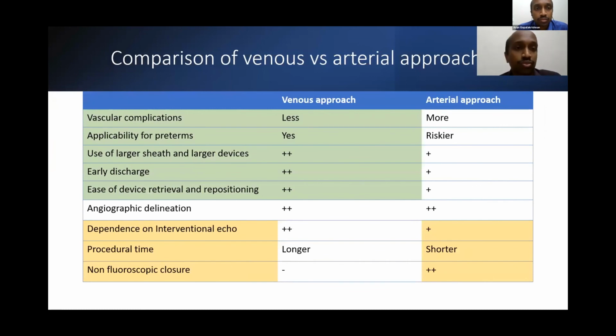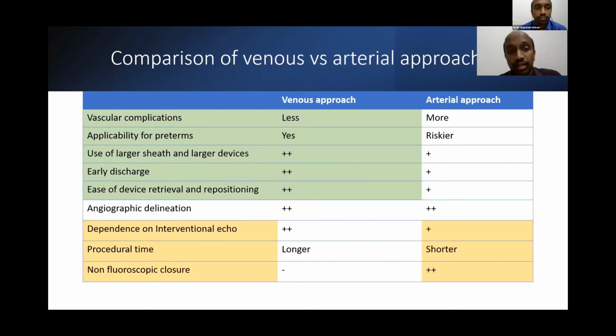So to summarize, vascular complications are less with the venous approach. Applicability for preterms is more with the venous approach. Use of large sheaths and larger devices is more feasible with the venous approach. Early discharge of babies is possible with a venous approach than an arterial approach. And one can retrieve the device and reposition the same device faster with a venous approach.